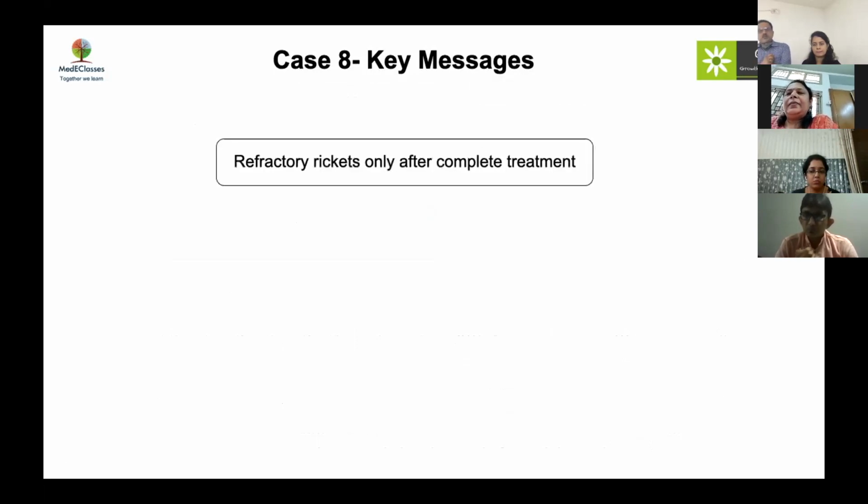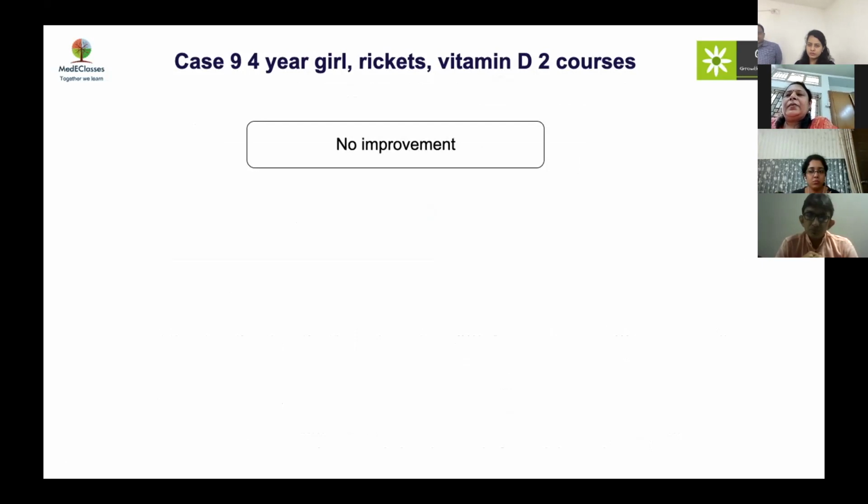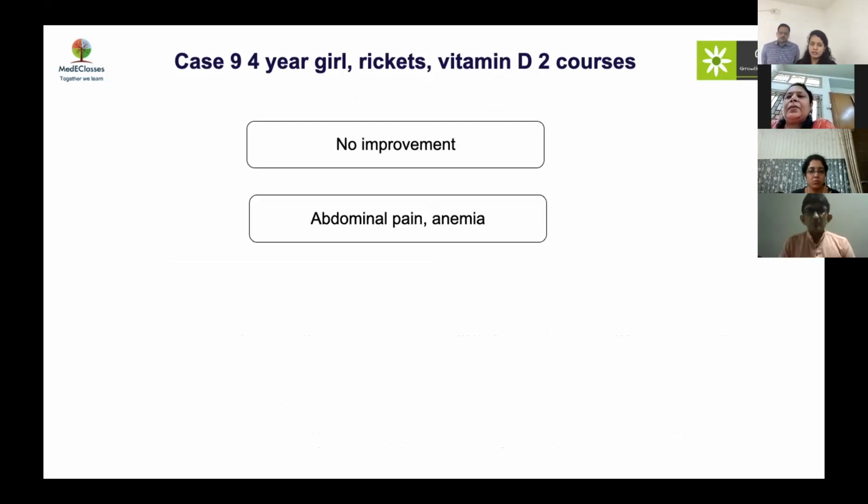So the key message is refractory rickets is only after you look at lack of radiological response despite adequate treatment, and line of healing is the most important. Now next case, Dr. Pradeep. So this 4-year-old girl with rickets, and she had received the 2 adequate courses of vitamin D. There was no improvement, and so this is clearly the refractory rickets, and she had abdominal pain and anemia.